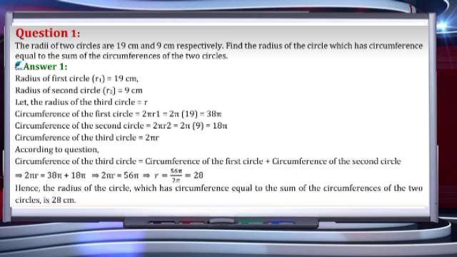Next, we are going to substitute the values in the 2 pi r formula on both sides. So we get 2 pi R is equal to 38 pi plus 18 pi. That is, 2 pi R is equal to 56 pi. Pi will get cancelled from both sides. So R is 56 pi over 2 pi. Hence R is 28. Thus the radius of the required circle is 28, whose circumference is equal to the sum of the circumferences of the other two circles.